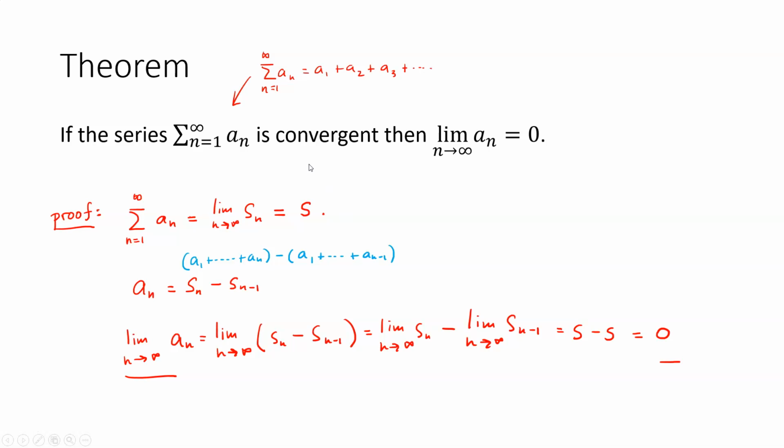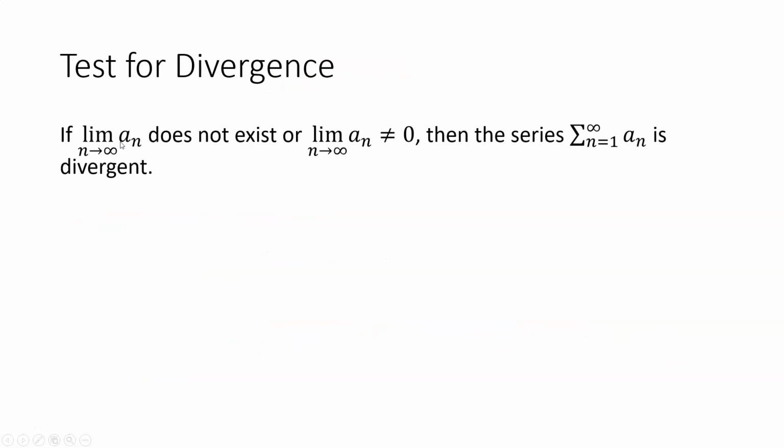Now let's see how we can use this fact to help us show something about a series. In other words, what we're showing here is that if the series is convergent, then the limit of the terms must go to 0. But perhaps a more useful way to think of this is if the terms don't go to 0, then the series cannot possibly be convergent. And that's what we're going to call the test for divergence.